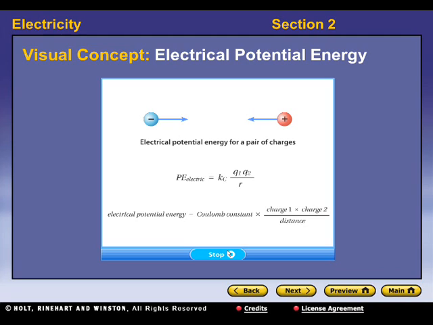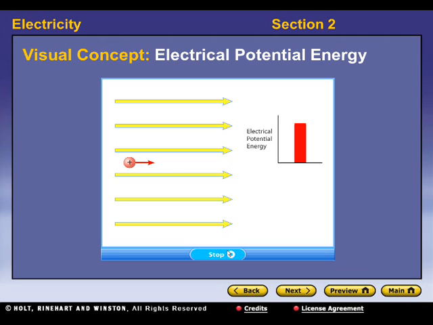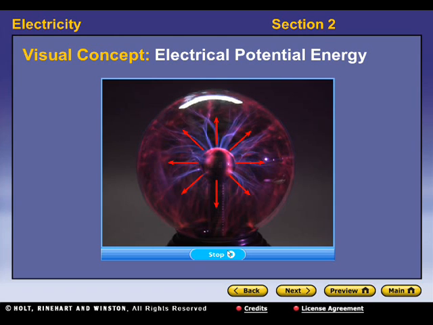When two charges interact, they exert an electric force upon one another. The potential energy associated with this force is called electrical potential energy. It is a form of mechanical energy that increases as the magnitude of the charges increases, and decreases as the distance between the charges increases. In a uniform electric field, the electrical potential energy of a charged object is due to its position with respect to the direction of the electric field. Displacement of the object perpendicular to the electric field does not change its electrical potential energy. Charges that are allowed to move freely will move to positions of lowest potential energy.